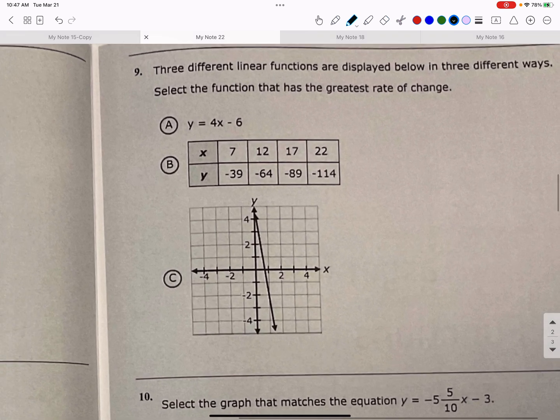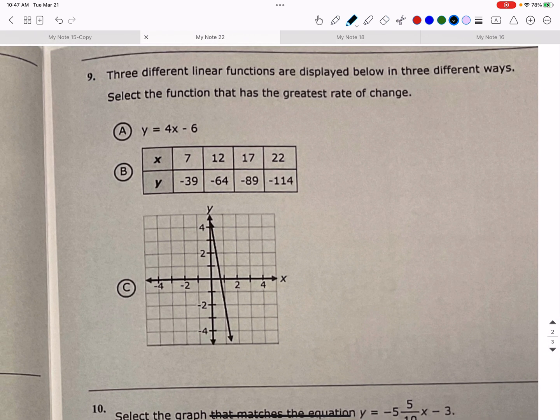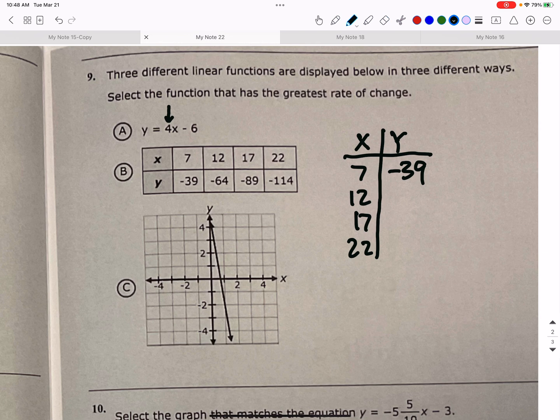All right, number 9. 3 different linear functions are displayed in 3 different ways. Select the function that has the greatest rate of change or the greatest slope. Okay, we should know where to find the slope in the equation. Boom. We should know how to find a slope in a list. We've done it enough now. Let's see, 7, 12, 17, 22, negative 39, negative 64, negative 89, negative 114.